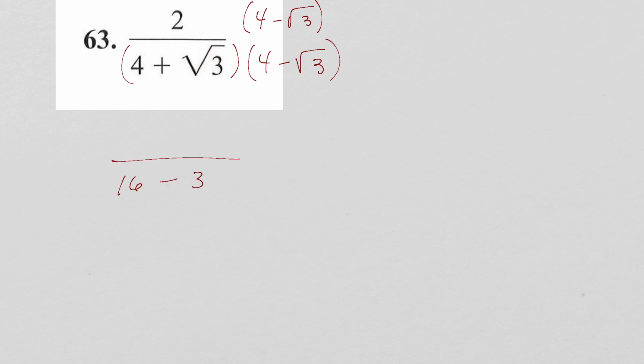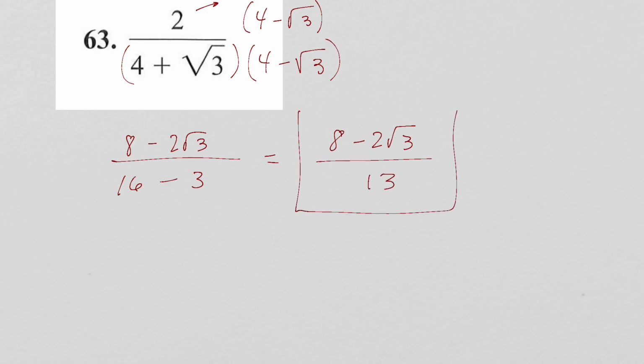So that's going to be 3. In the numerator, we just distribute this 2, and we're going to get 8 minus 2 root 3. So this becomes 8 minus 2 root 3 over 13, and that can't be simplified, so that's our answer. Notice we've rationalized the denominator. There's no radical down there.